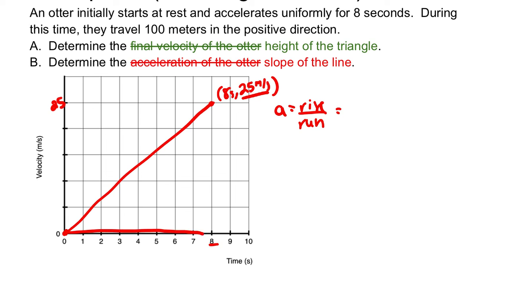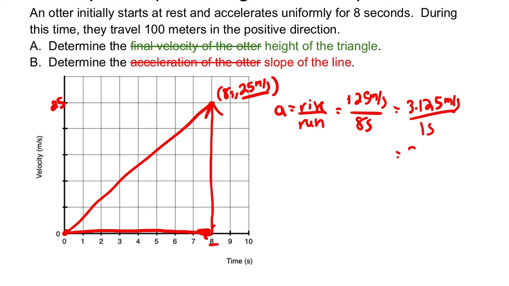For the run, we have 8 seconds, and this change of time produced a change of velocity of plus 25 meters per second. Okay, so when you solve this, what this ends up coming out to is 3.125 meters per second for every 1 second, or you can just write 3.125 meters per second. All of these are okay with me.